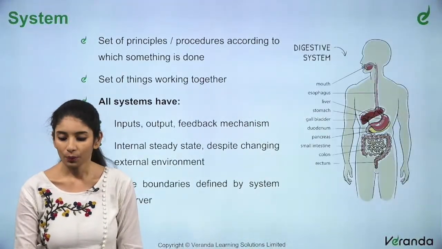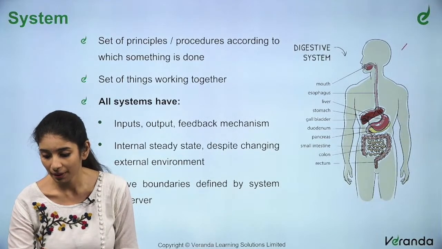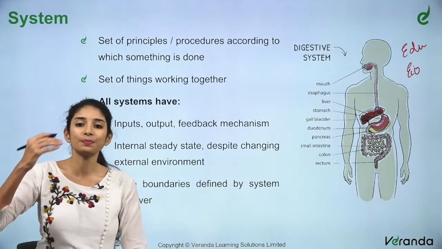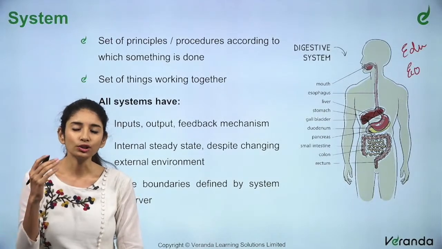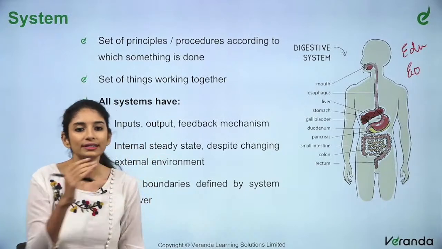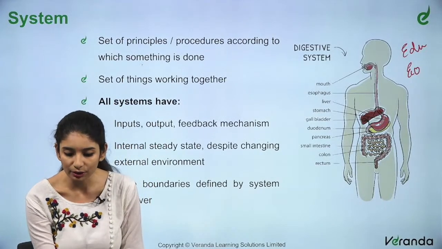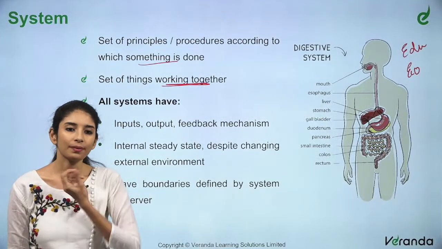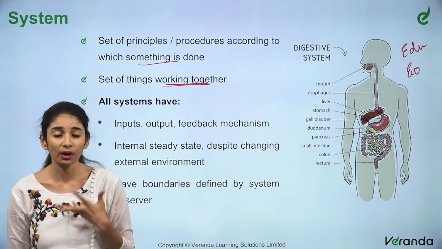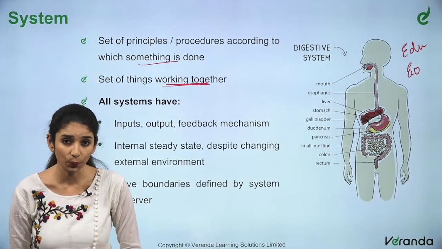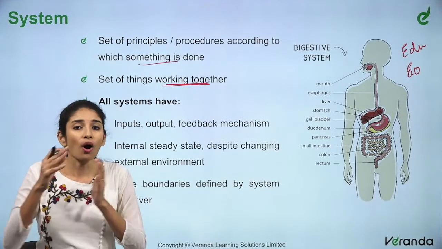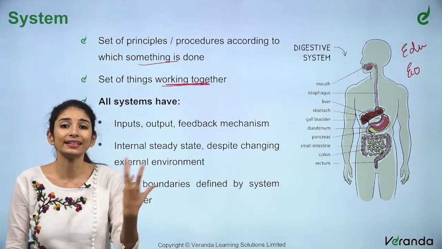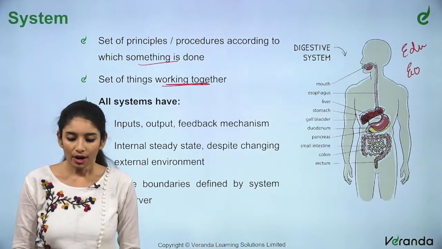What is a system? We all know examples: digestive system, education system, ecosystem. It is a set of principles or procedures according to which something is done, a set of things working together. Tell me, if the food pipe in my digestive system is not working, will my digestive system function well? No. So all the components of a system need to be working absolutely fine for the entire system to be working well.